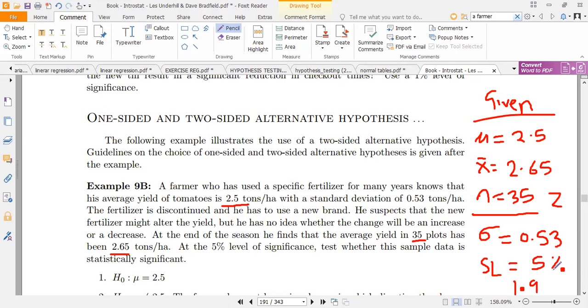1.96. Then he has no idea whether it will be an increase or a decrease, so this is where we use the sign equal to or not equal to. So it's a two-tailed test. If we had an idea that there'd be an increase, we would have used greater than, which is a one-tailed test. That's why I needed you to know this: our confidence level, our significance level, our alpha, our z for a two-tailed test, and our z for a one-tailed test.